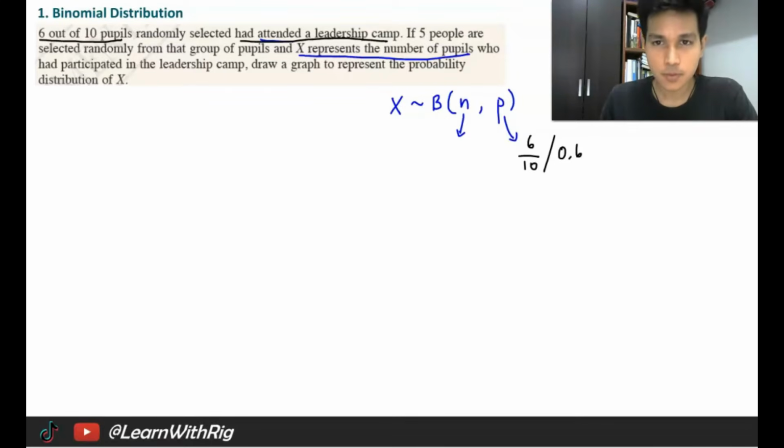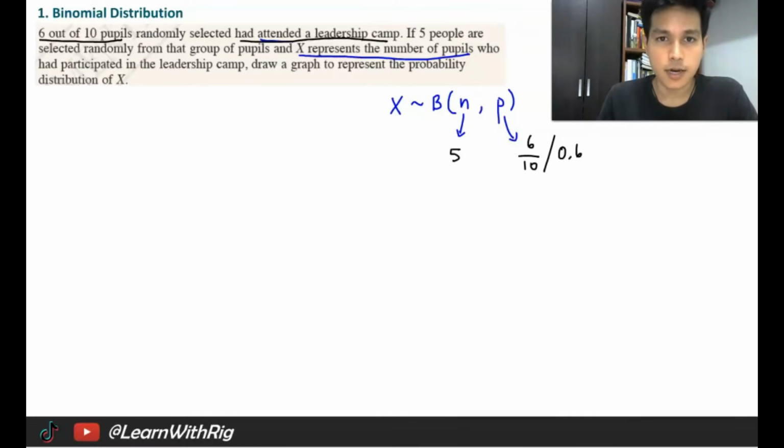Now what is N? N is the number of trials, right? The number of trials means, for example, how many people are involved, or how many times you're doing this, and so on. In this case, they are saying 5 people are selected randomly. So the number of trials would be the 5 people. So here N is going to be 5.